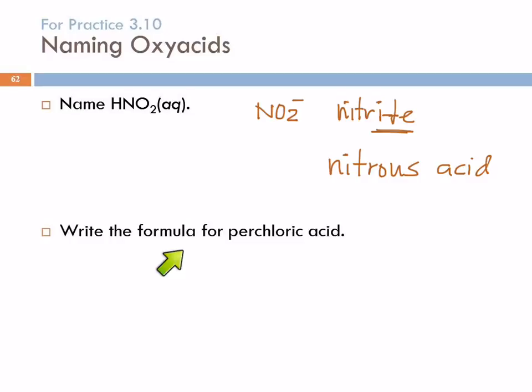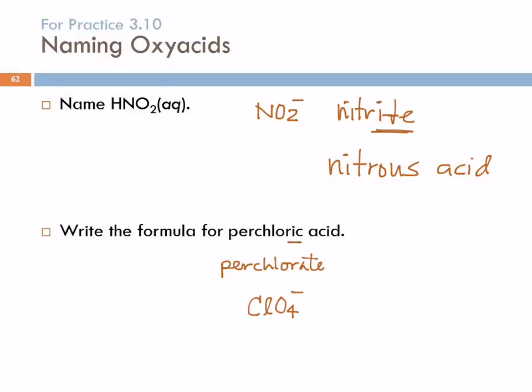Let's look at how we would write the formula for perchloric acid. Well, does the name start with hydro? No, it doesn't. That tells us it's an oxyacid. So I need to take this name, perchloric, and change the ending back to the name of the oxyanion. Perchlorate, because ate and ick go together. Rick ate. So this ick tells me this is from perchlorate. So I'm going to write the formula for perchlorate ion.